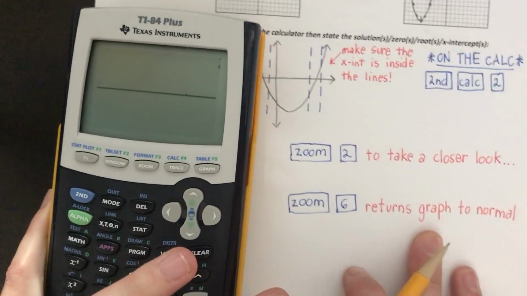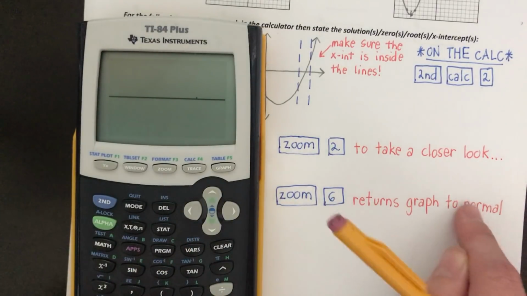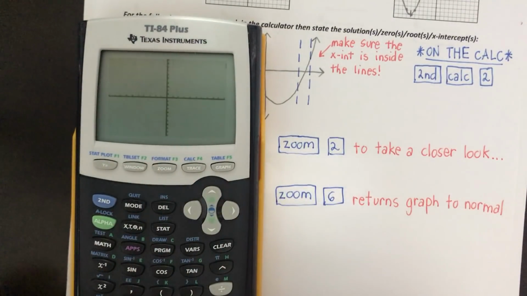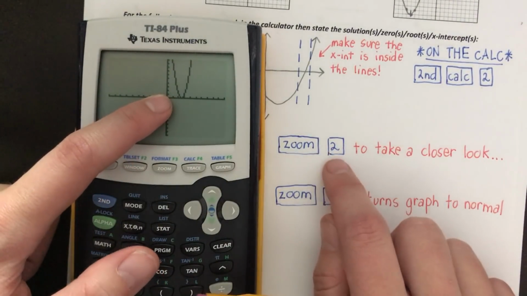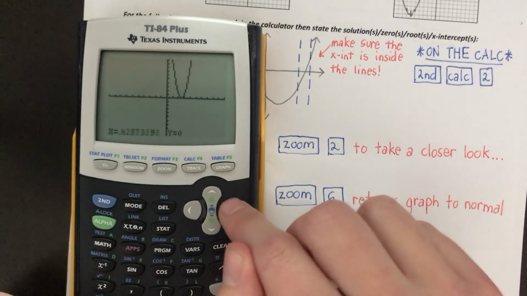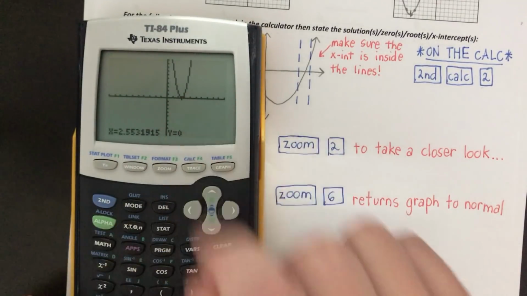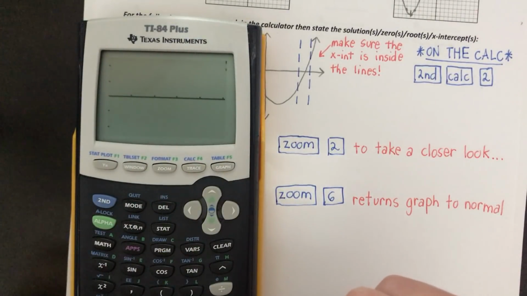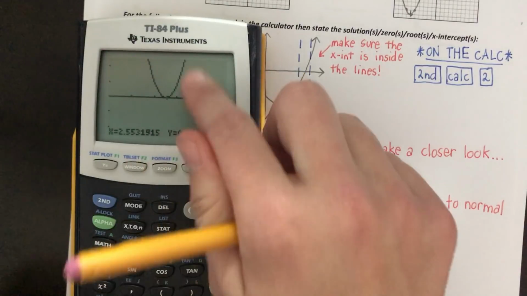Oh no, my calculator is still zoomed in. I need to do a zoom 6 to return the graph to normal. Zoom 6. It's back to normal. I can see my quadratic. I'm going to have to do another zoom 2 to take a closer look. So zoom 2, find my cursor blinking at me, scroll to where I want to zoom in, hit enter, get a pretty good picture. That looks like that vertex lies on the x-axis, not that we cut through.